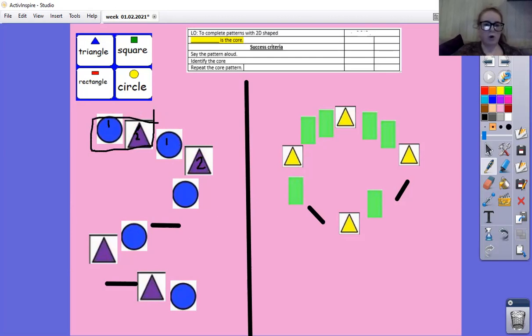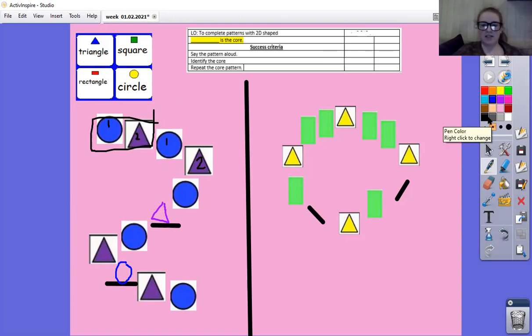So I now know what my core looks like. I can see it's blue circle, purple triangle, blue circle. What's going to come after this blue circle? It's going to be a purple triangle. Fantastic. Then blue circle, purple triangle. What comes after purple triangle? Well, it's where my core starts again. So it's a blue circle, purple triangle, blue circle. Fantastic. Okay. Pause your screen and have a go at this one for me and come back when you're ready to check it.